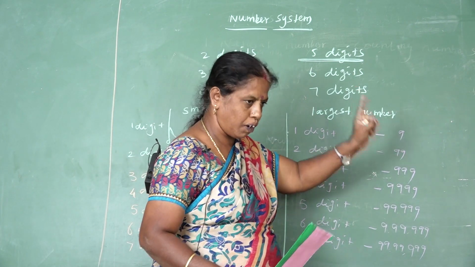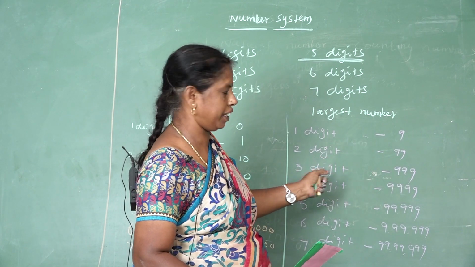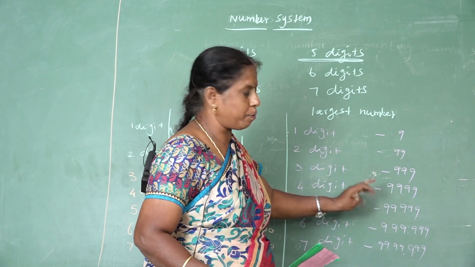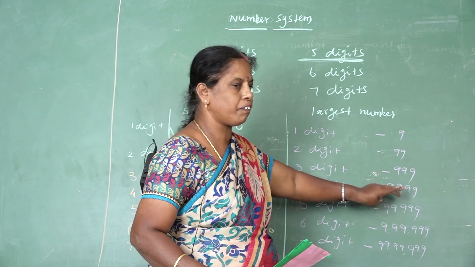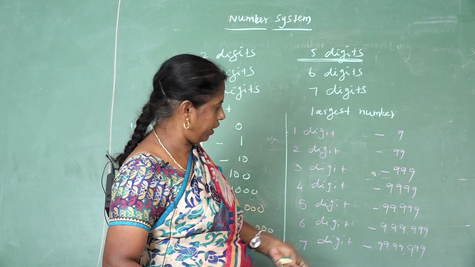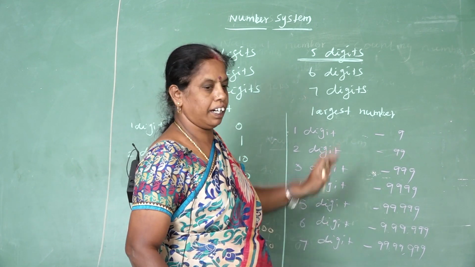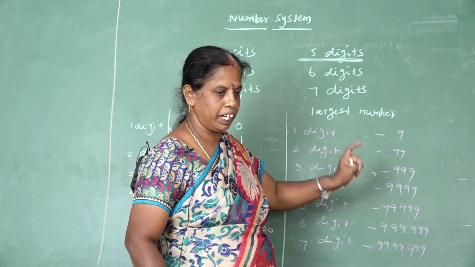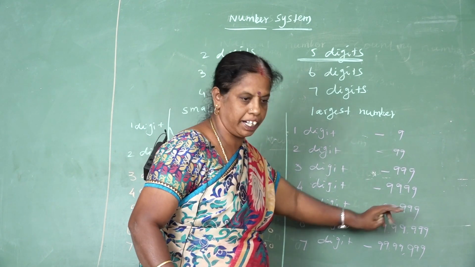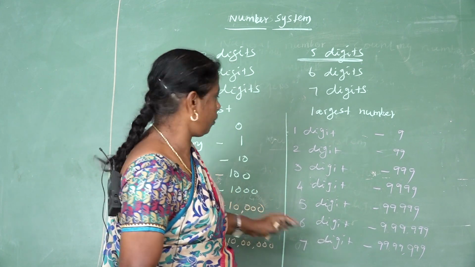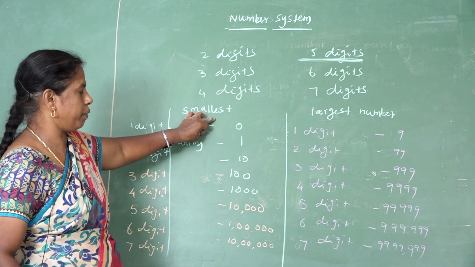In short manner, if anybody asks you which is the largest 1-digit number, it is 1-digit 9. In short method, the 2-digit largest number is 29, 3-digit largest number is 39, 4-digit largest number is 49. Likewise, we have to say. Hello children, don't get confused. Largest 1-digit number is 19, largest 5-digit number is 59, largest 7-digit number is 79. Can you understand?